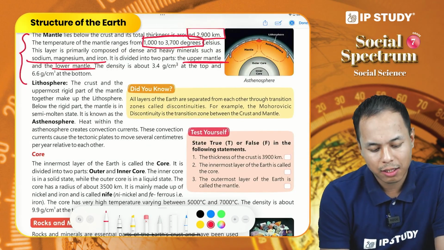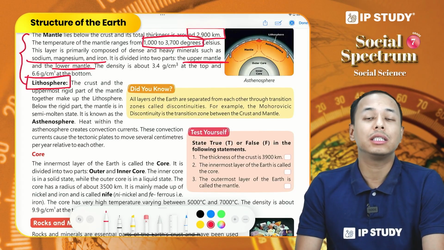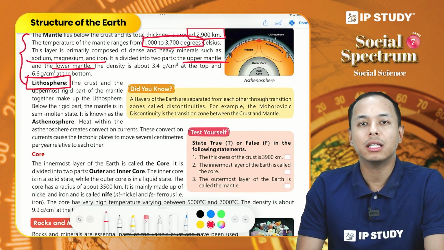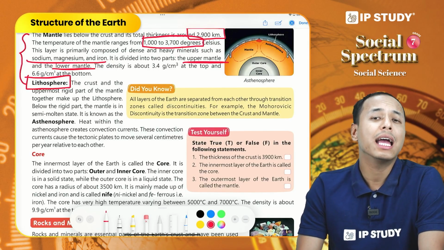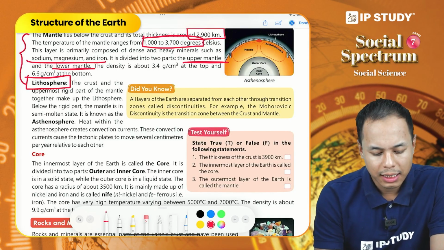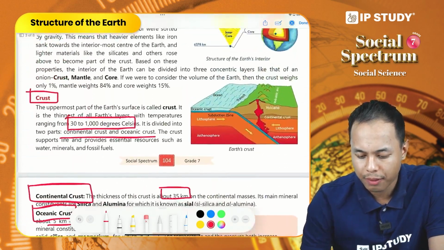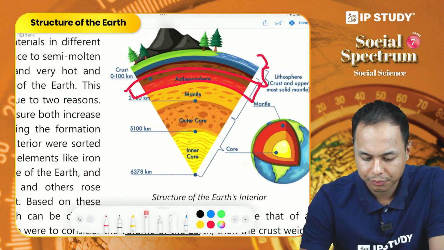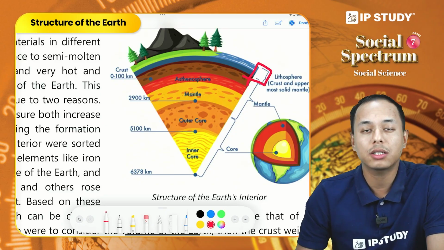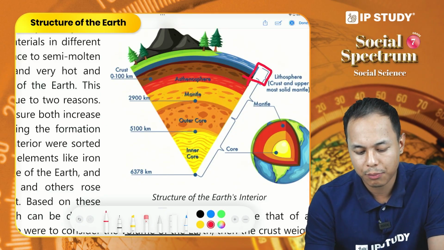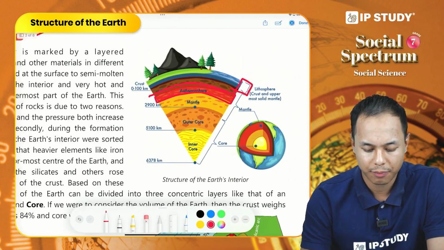Now let us read about lithosphere. So now the crust and the uppermost rigid or solid portion of the mantle together make the lithosphere, and below this rigid part lies the asthenosphere, which is mostly in semi-molten state. Okay, if we look here in this diagram, see this portion, the solid portion and the crust together make the lithosphere, and below this lithosphere lies the asthenosphere, which is mostly in semi-molten state.